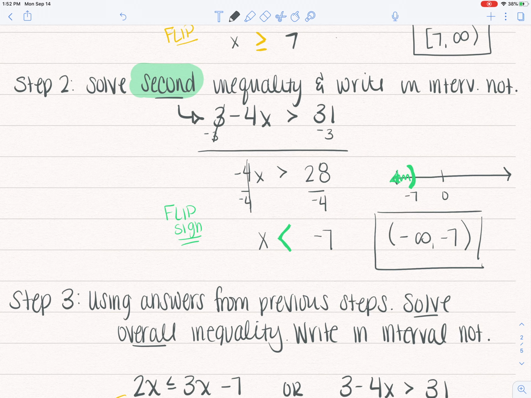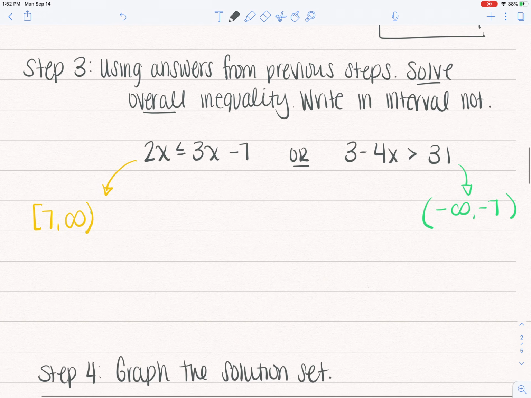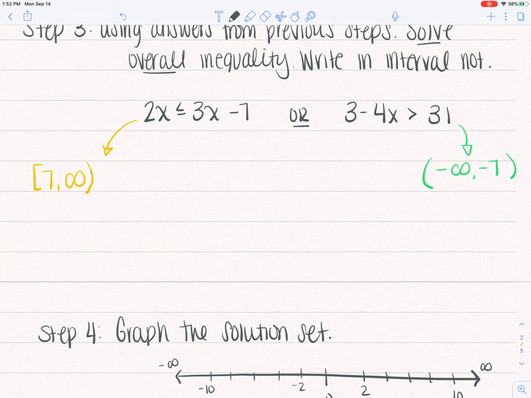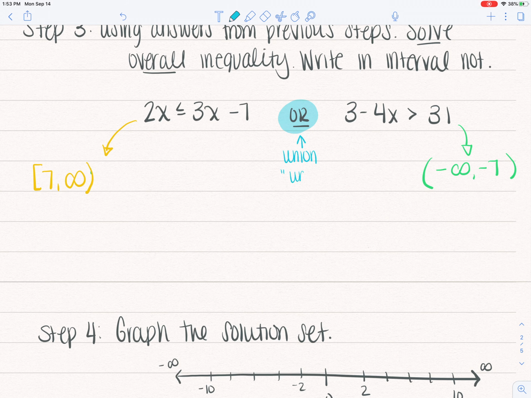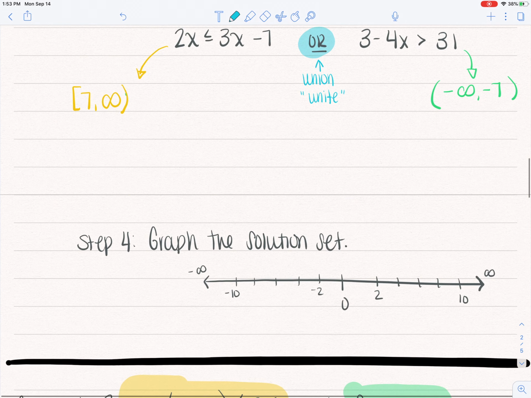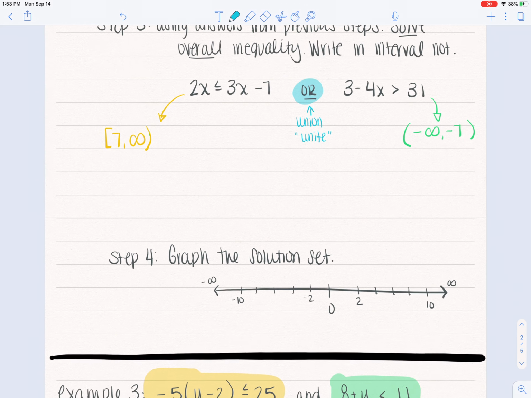Step 3 then says, using everything from up above, combine it and solve for the overall inequality. So I went ahead and wrote down the 2 interval notations. Now because I'm looking for or, that is going to be the union, or the uniting of them. So I'm going to take these 2 intervals and I'm going to stick them together. Now, I like to do the graph first, so I'm actually going to graph it and then go back and write the intervals so that we can see this.